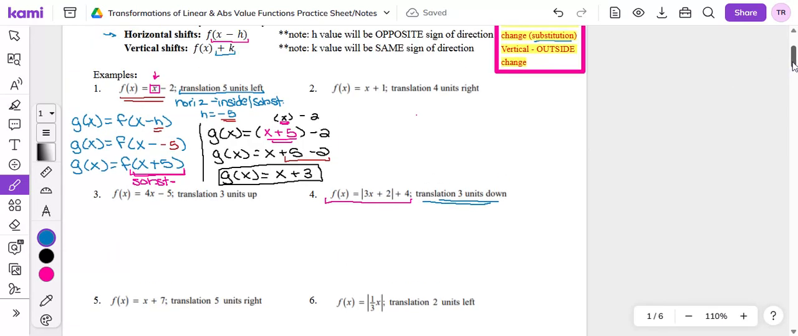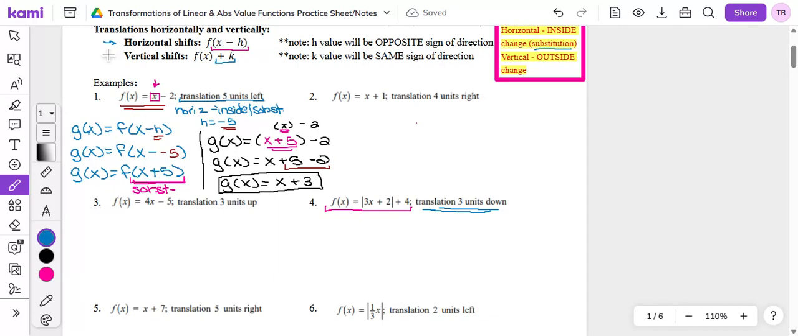So again, if I scroll back up, I'm looking now at this piece. Vertical shifts are f of x plus k, and the k value is the same direction. Vertical is an outside change. And again, I can see that. I'm just going to make that note. This is vertical. It's an outside change. And again, the vertical shifts are using k values. So k is going to be 3 units down, which would be a negative 3.